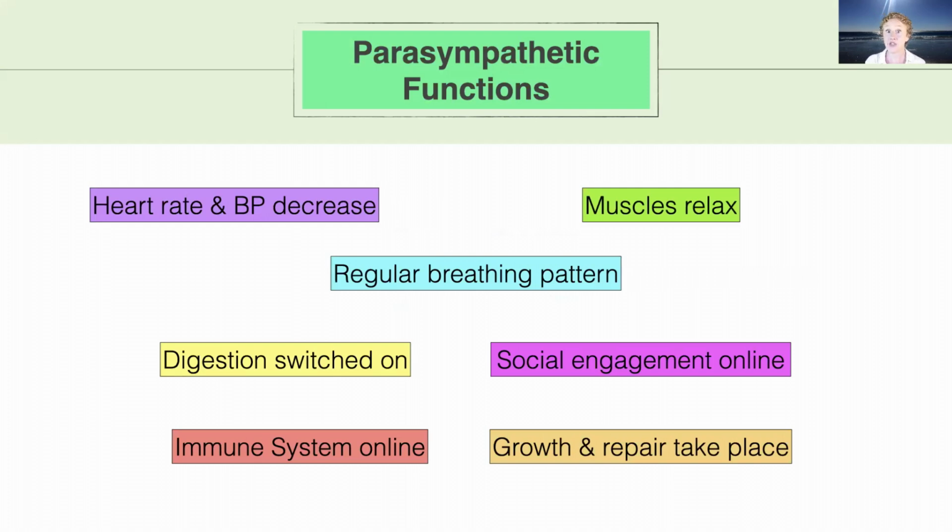So these are the things that happen in that parasympathetic state. It's basically the reverse of what we looked at in the sympathetic state. Heart rate and blood pressure can come down. Yay. Muscles can relax. Your breathing can go back into a normal pattern. That digestive system comes back on. Remember, if you've been running your body at a high level, you need repair and reparative and restorative foods.